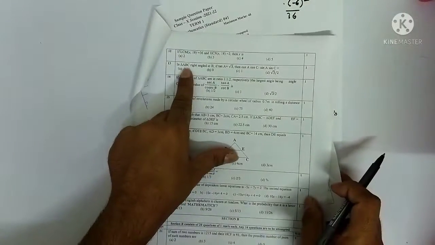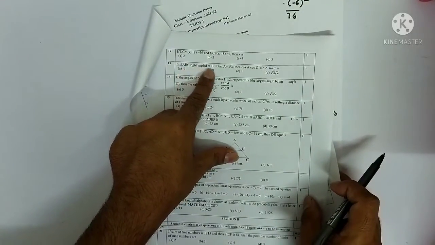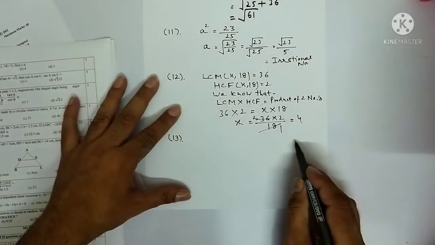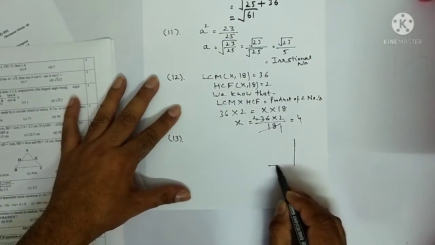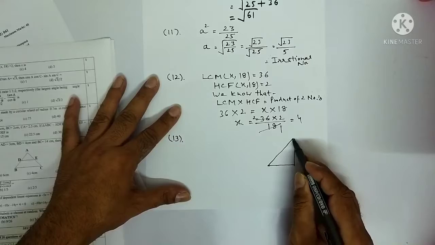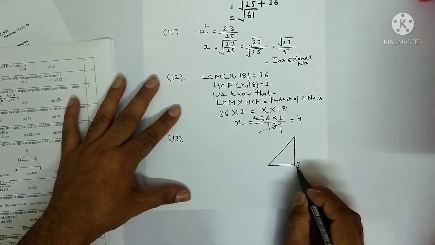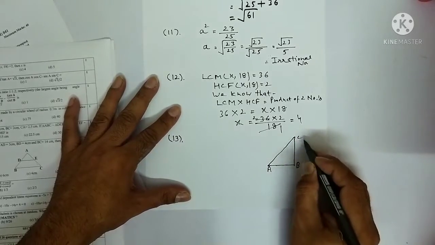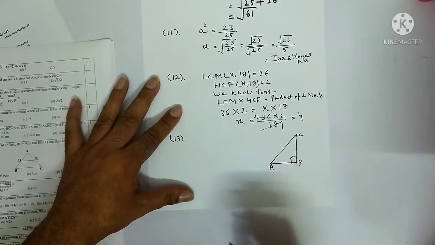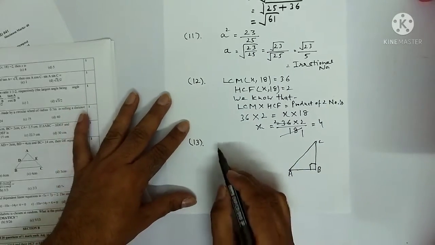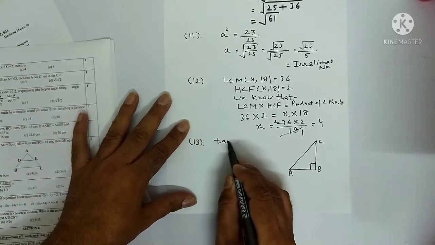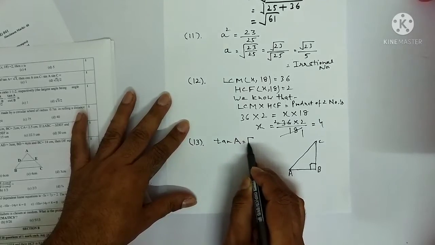Question number 13: triangle ABC is right angled at B. So I am drawing here a right angled triangle which is right angled at B. Here will be A and this is C. This angle is 90 degree. And tan A is given as under root 3.